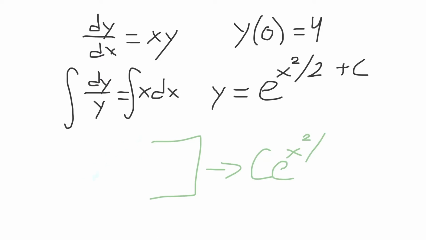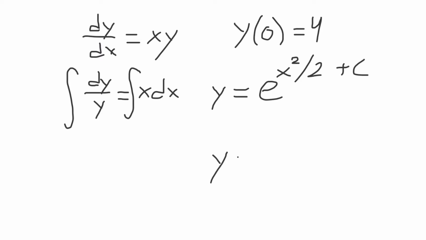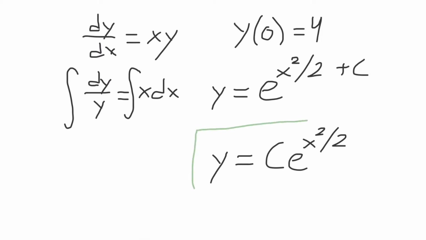And I will rewrite this one more time. Right here, our final answer, we'll do it in black, for our general solution is y equals c e to the x squared over 2. And you can see that this will allow us to find our particular solution in a slightly easier way. So this is the way we want to write our general solution.